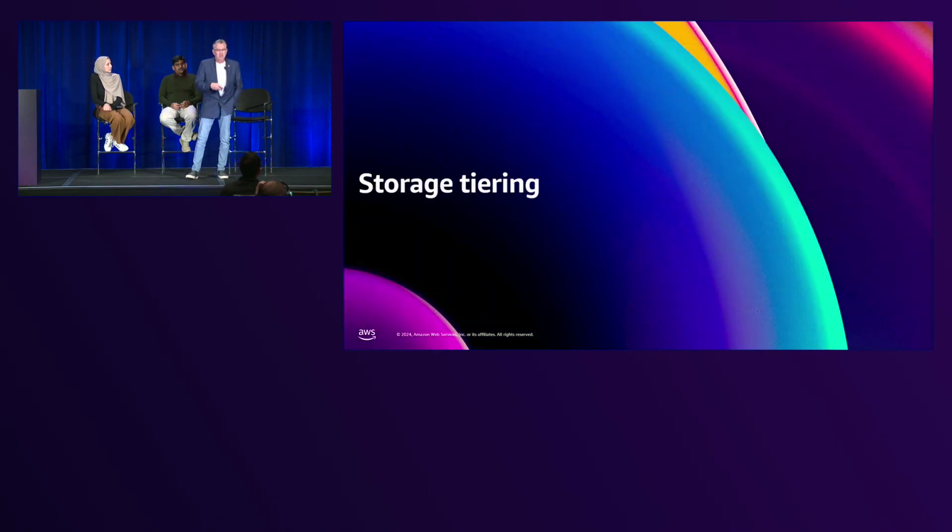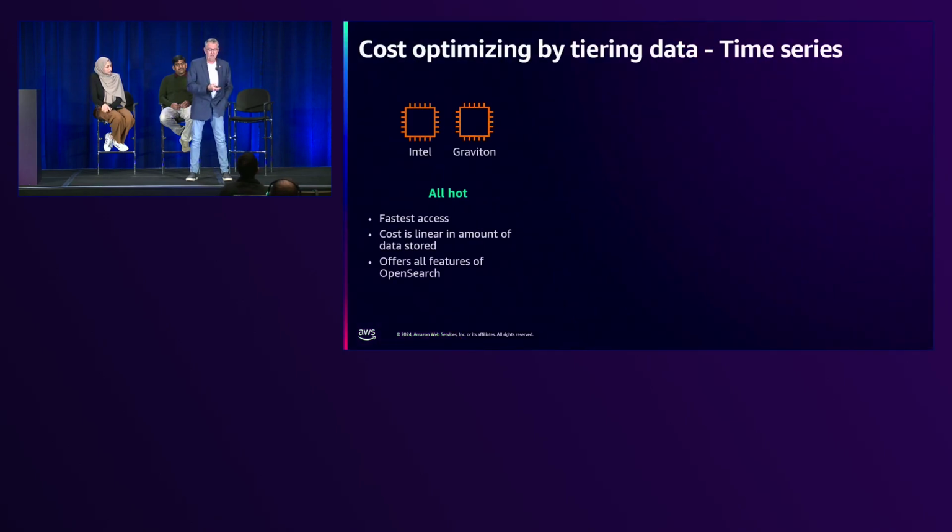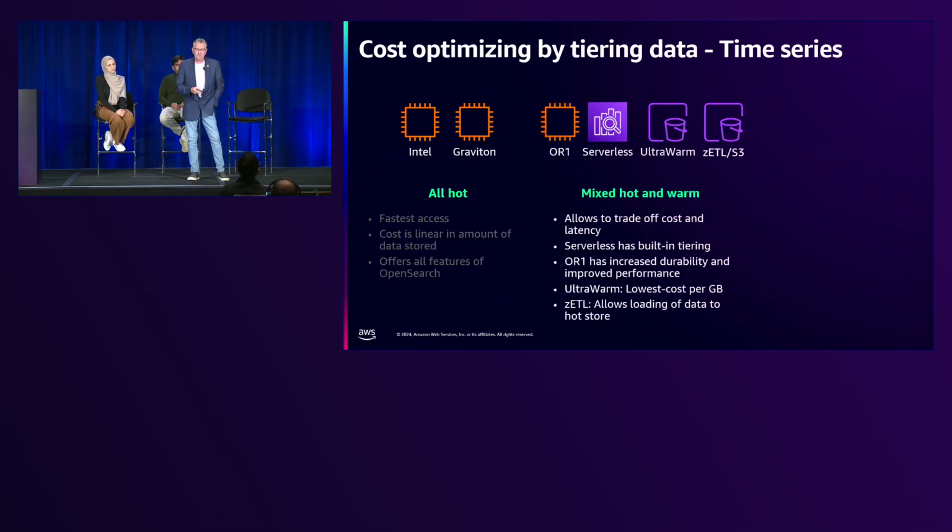Now, let's talk a bit about storage tiering. As was mentioned earlier, we have a bunch of different options in here. Technically, you have the hot tier between your Intel and Graviton chips, fastest access, cost is linear. As you add more data, the costs go up. And it offers all the features for OpenSearch.